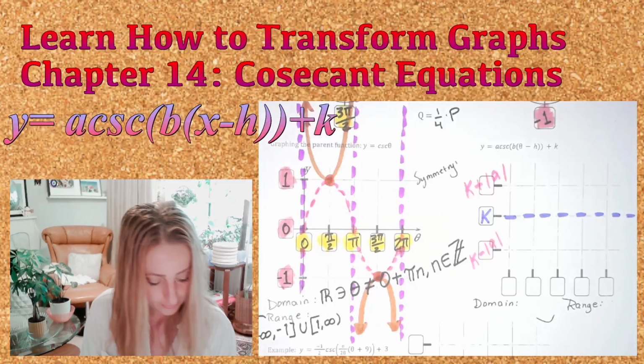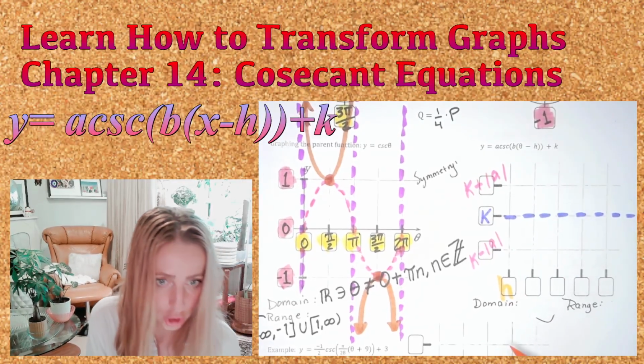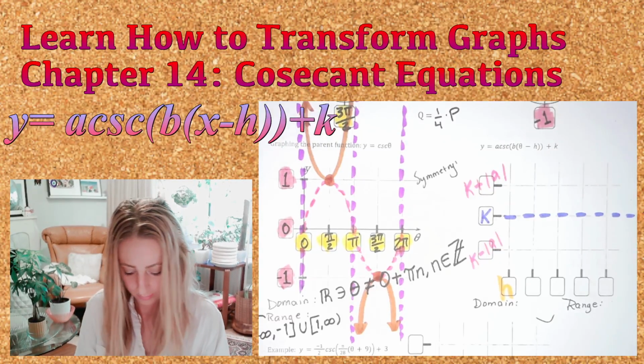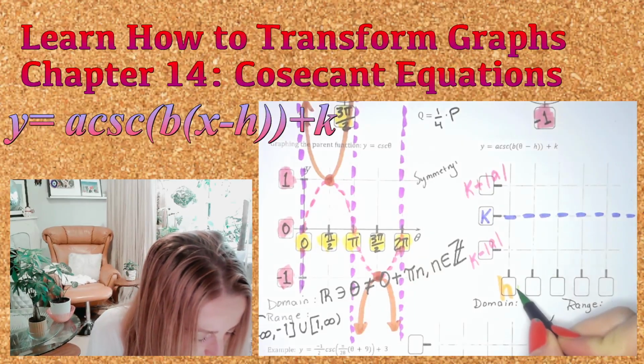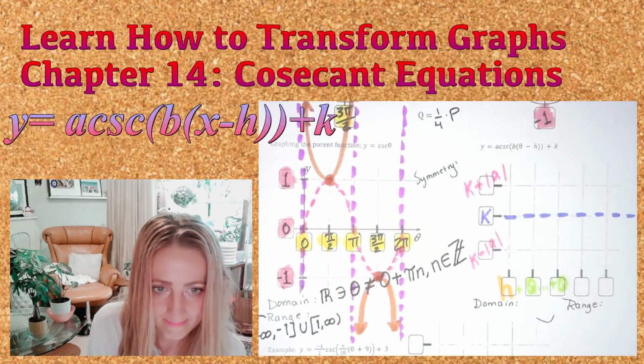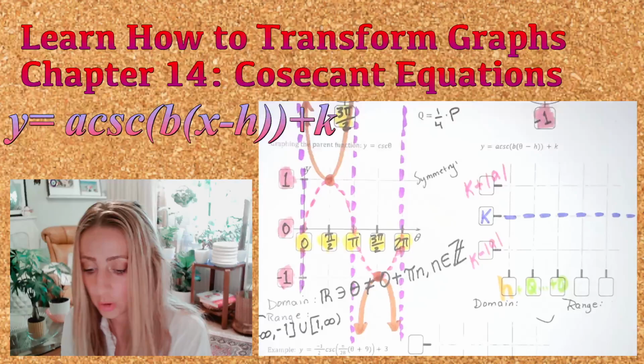Then H is right there. Then plus Q, dot, dot, dot, plus Q. Why do I keep grabbing this marker? Go away.